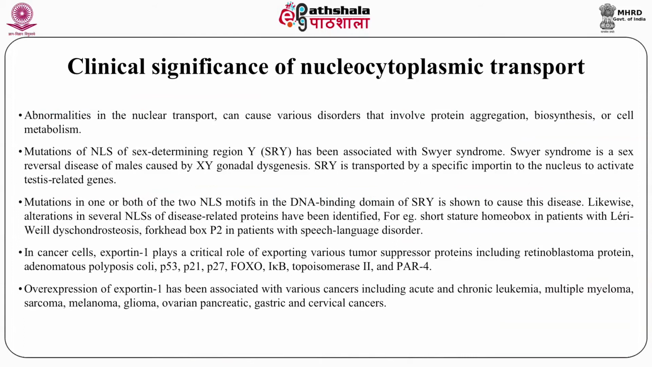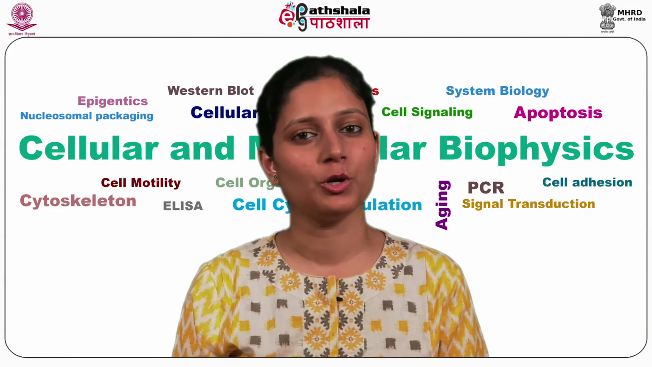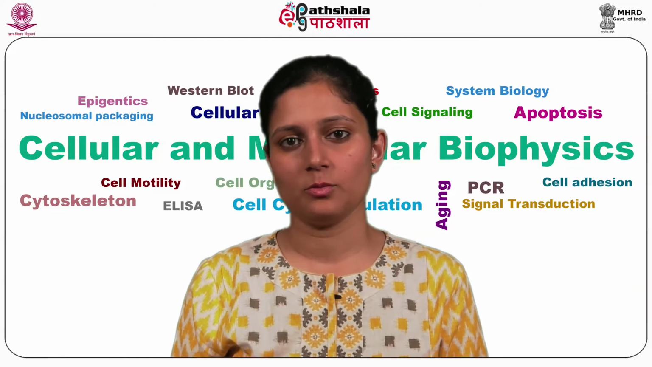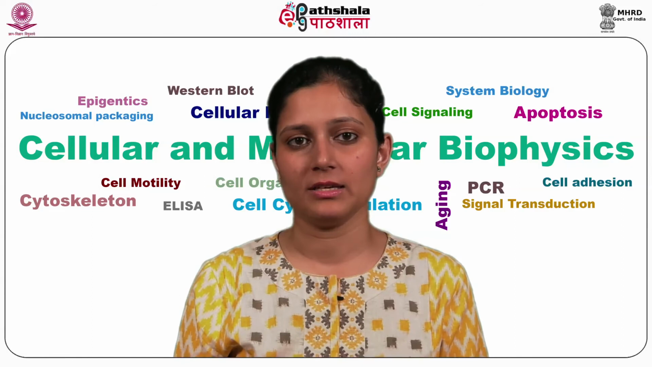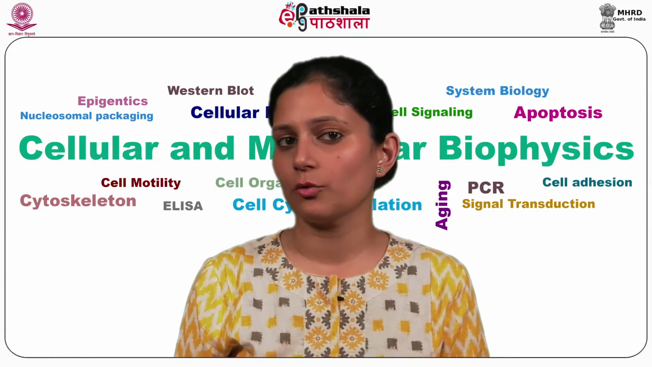After studying the nuclear transport in detail, let us now understand how abnormal nuclear transport can affect cell function. Abnormalities in the nuclear transport can cause various disorders that involve protein aggregation, biosynthesis, or cell metabolism. In cancer cells, exportin 1 plays a critical role of exporting various tumor suppressor proteins including RB, retinoblastoma protein, APC, adenomatous polyposis coli protein, P53, P21, P27, and so on.